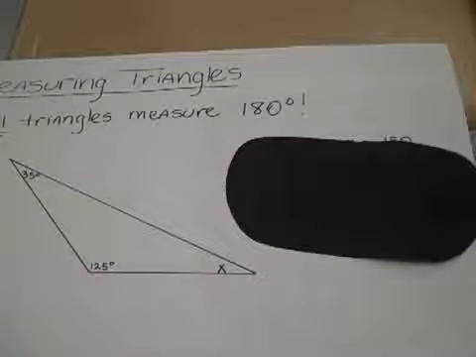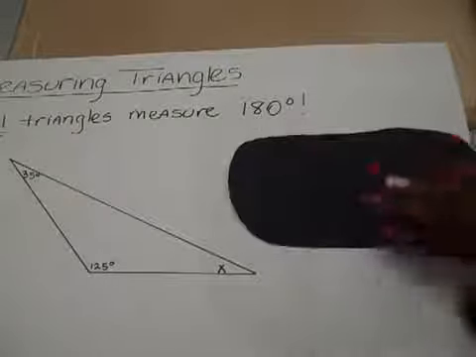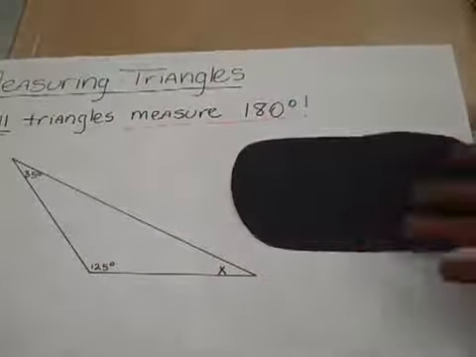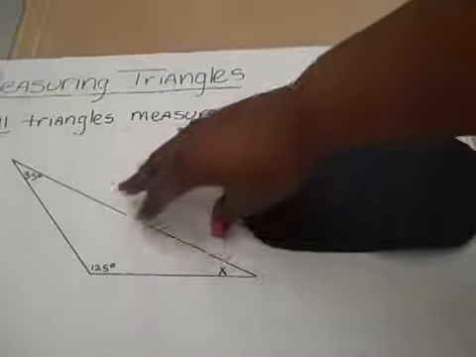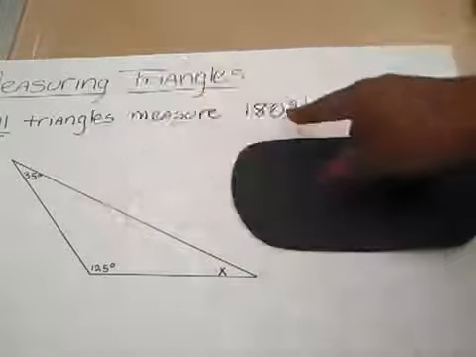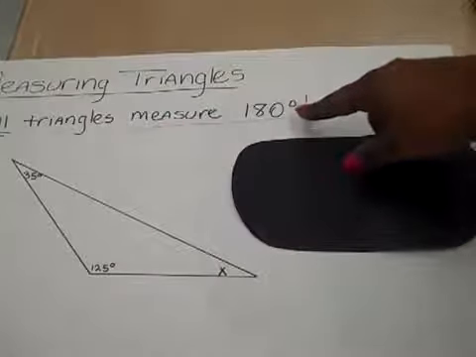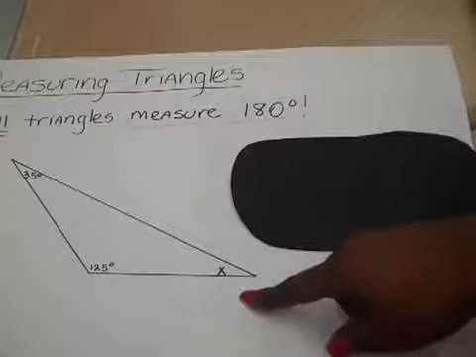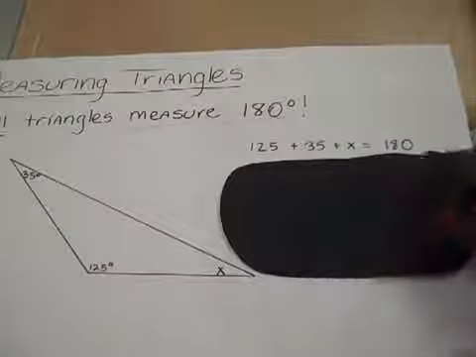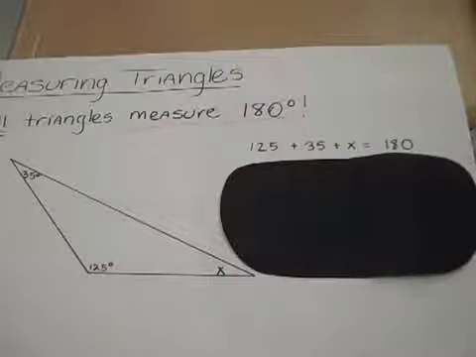Now we're going to talk more about triangles. What you need to understand is that all triangles, regardless of the type, measure 180 degrees. So, for example, if you have this obtuse triangle and they give you the measurements of two of the angles, knowing that all three must measure 180, we could find x. We'll set all three angles equal to 180 degrees.